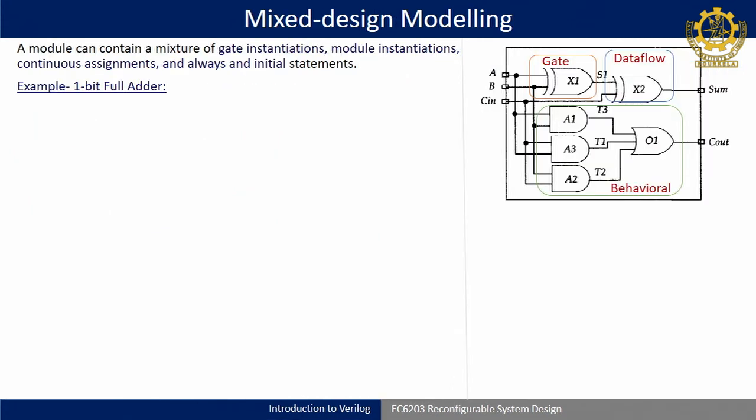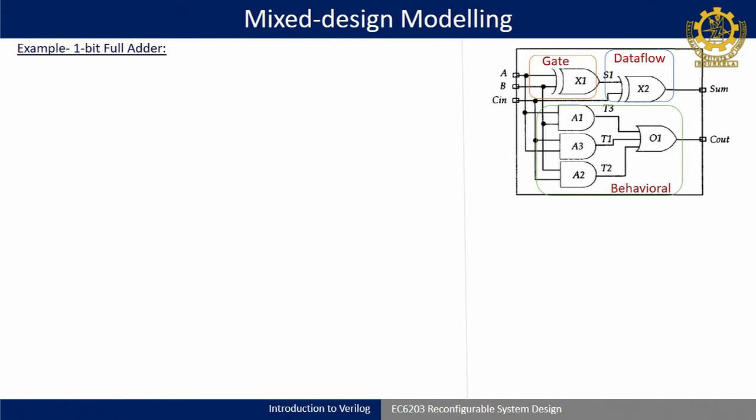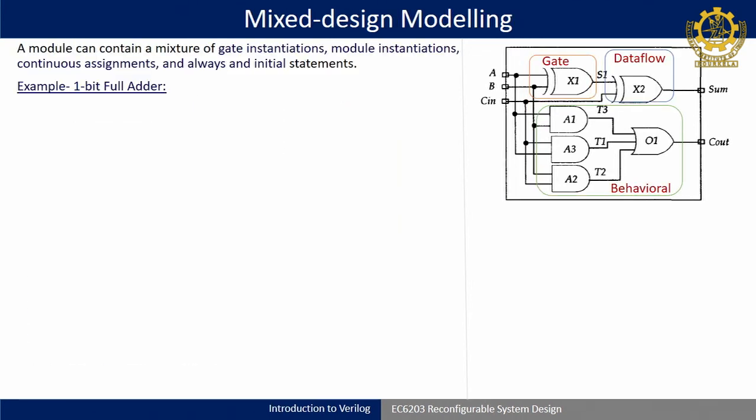Now next is mixed design modeling. So we'll go with that. Now I have discussed three modeling styles. Next is called mixed design modeling. In mixed design modeling, no doubt your design will be much more complex, so you can't write the entire code in only one modeling style. So you have to model it by using a mixed type of modeling.